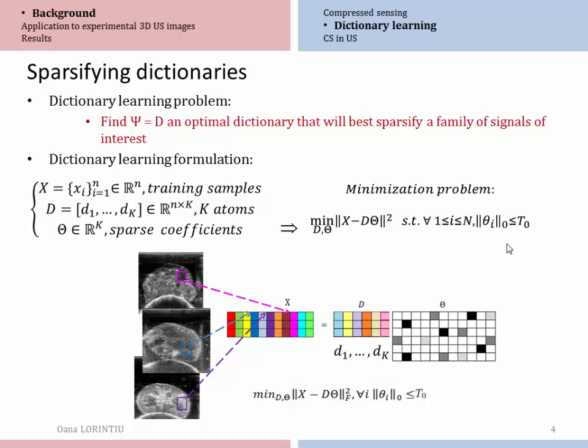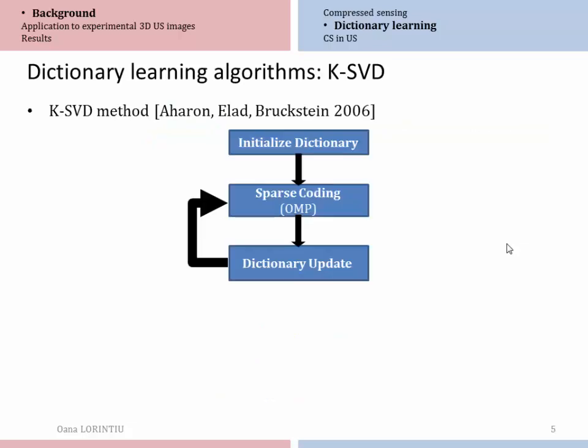This is an NP-hard problem that we chose to solve through the K-SVD method, which iterates between two main steps. First you have the sparse coding step, where you fix the dictionary and you solve the minimization problem as a function of theta and find the sparse coefficients.